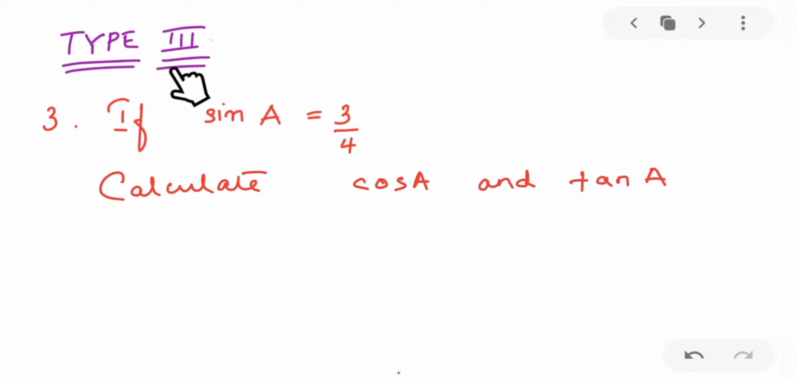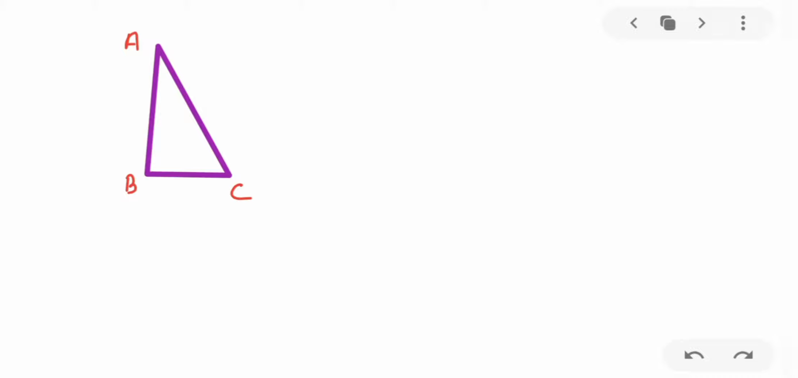This is type 3 problem from the exercise 8.1 from the chapter Introduction to Trigonometry. Now they have given sine A as 3 by 4 and you have to find out the value of cos A and tan A. So let's now get started with the solution. The given condition is sine A is equal to 3 by 4.